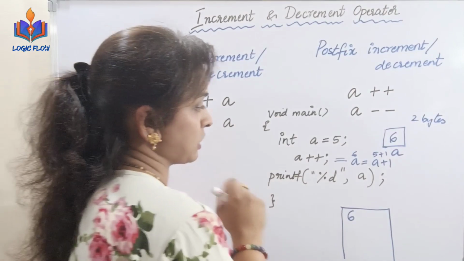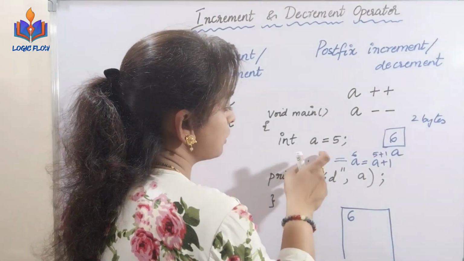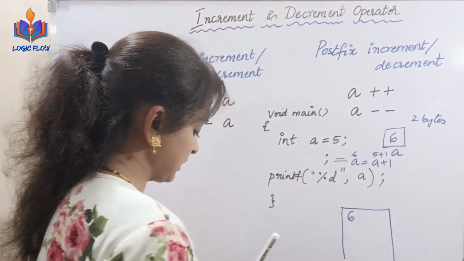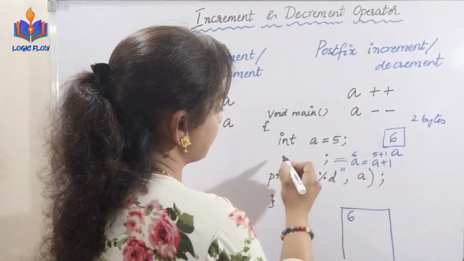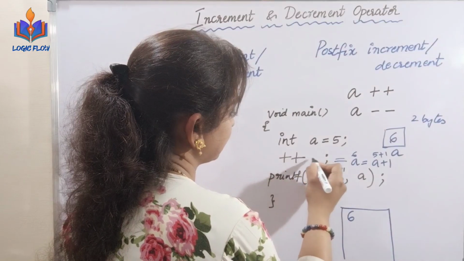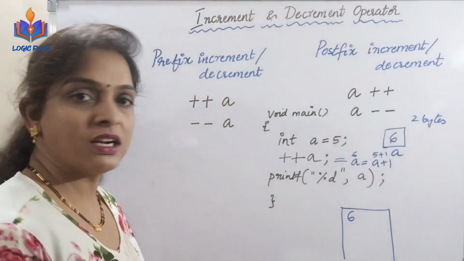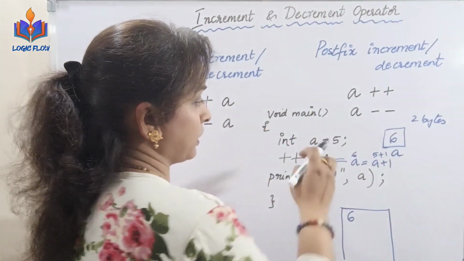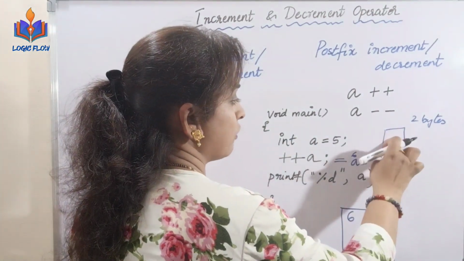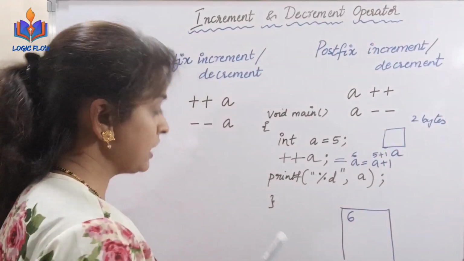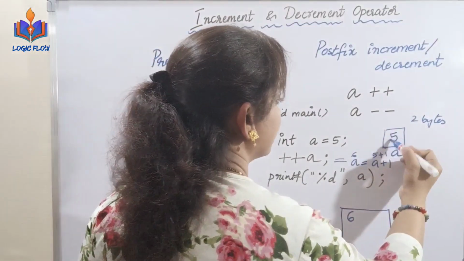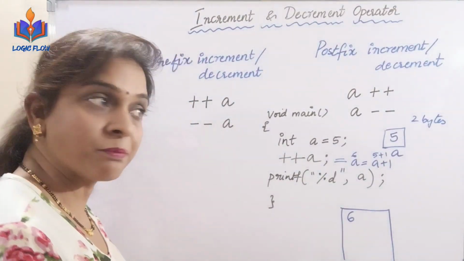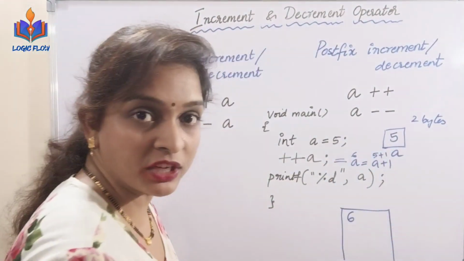Let me change this now. Instead of writing A++, I'll write ++A. Then what operation is it? It is prefix increment. Then let me check the output. A equal to 5, so the value of A initially is 5. Then I say ++A. It is nothing but the same. It is A equal to A plus 1 only.